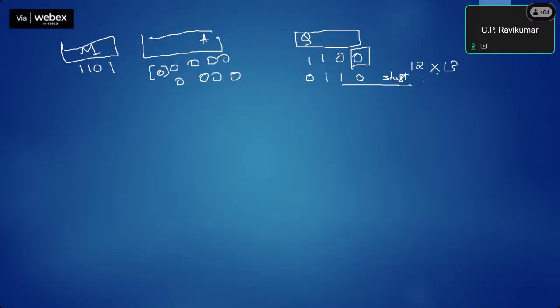This is step 1. In step 2, we again look at this bit and say, hey, this is just 0. So just shift. 0, 0, 0, 0, 0, 0, 1.